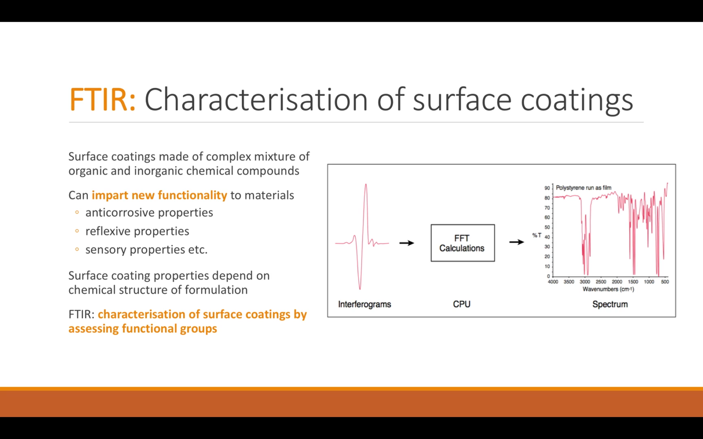FTIR for the characterization of surfaces. The synthesis of surface coatings involves a complex mixture of organic and inorganic chemical compounds. Coatings are of high significance when deposited on the surfaces of common materials such as metals, ceramics, and polymers, as they allow for new functions of the material such as anti-corrosive, reflexive, sensory properties, and more. The properties of the coating are dependent on the chemical structure of their formulation. FTIR can be used in the characterization of these surface coatings by assessing the functional groups present.